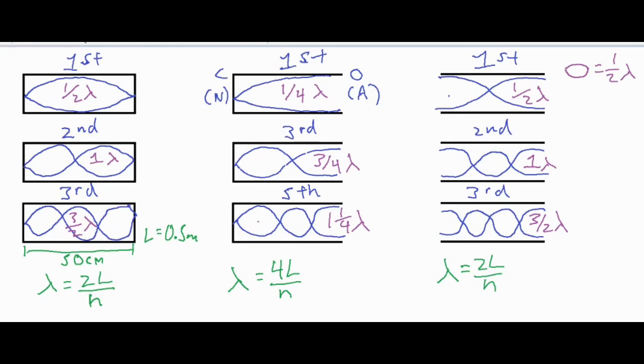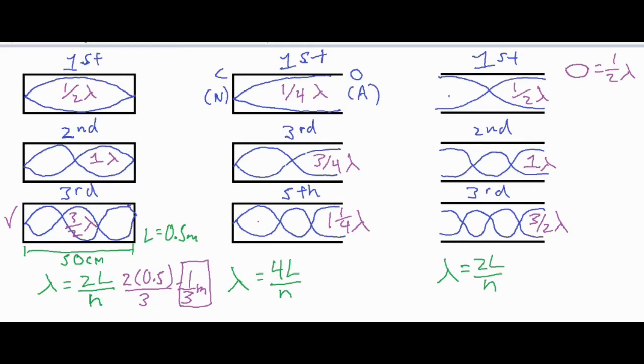Now what you do there is fairly simple. You have 2 times the length of the tube. We said that's 0.5, divided by, and then we're going to do this one over here. So this is the third harmonic. So 2 times a half is 1, divided by 3 is 1/3. So we have 1/3 of a meter for our first one.